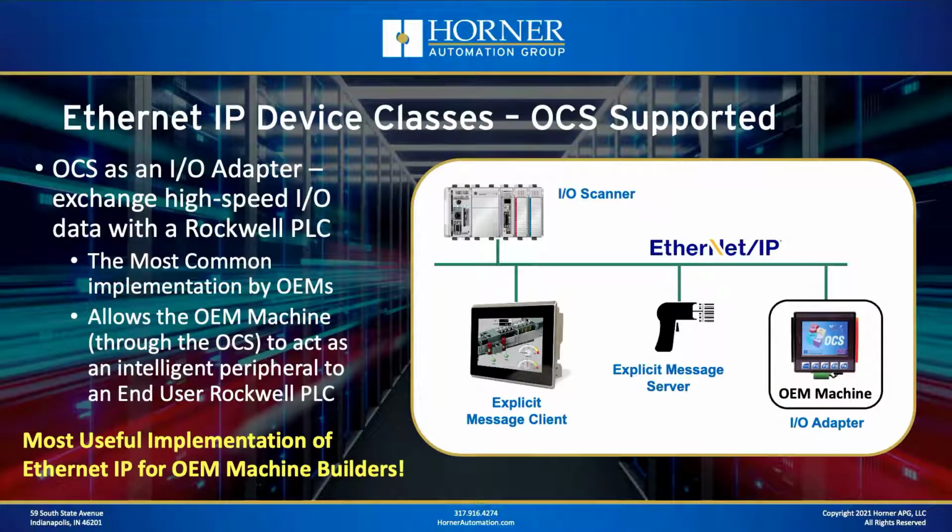Finally, the topic for today, and that is using the OCS as an I/O adapter. So this allows you as a machine builder, if you've got an OCS as your machine control, to share machine data at high speed as I/O data with your customer's Rockwell PLC. And it's all under the control of your customer. You can just publish your data map and hand it over to your customer. So this is certainly the most common implementation of Ethernet IP by OEMs using OCS as their machine control.